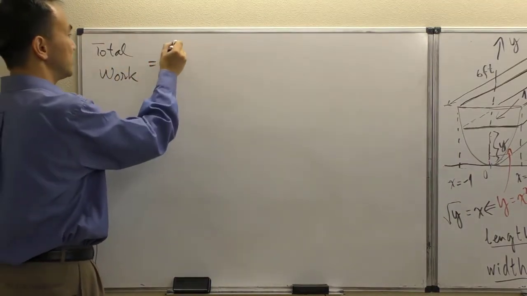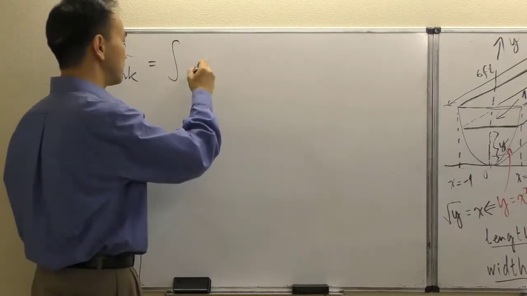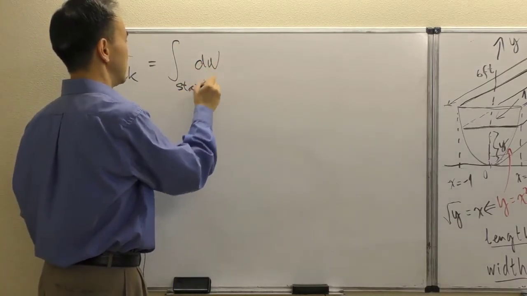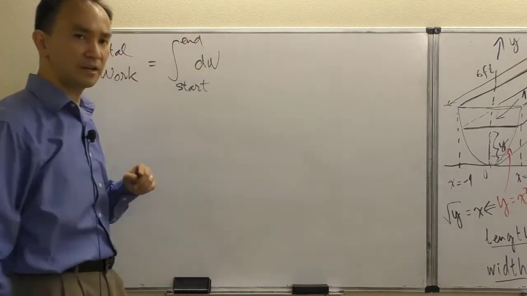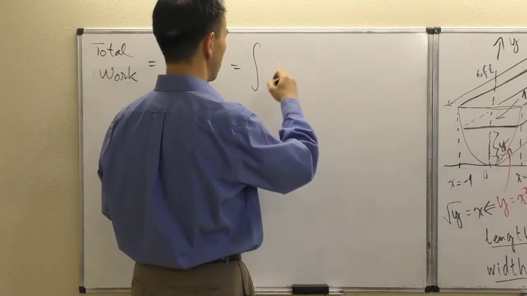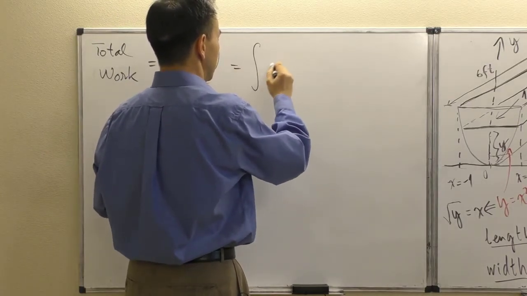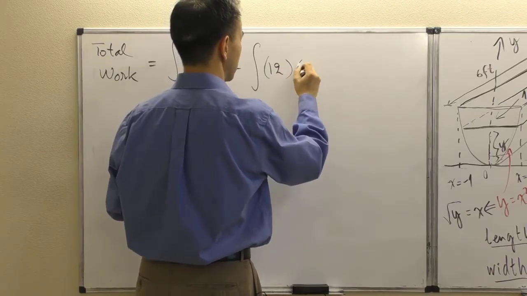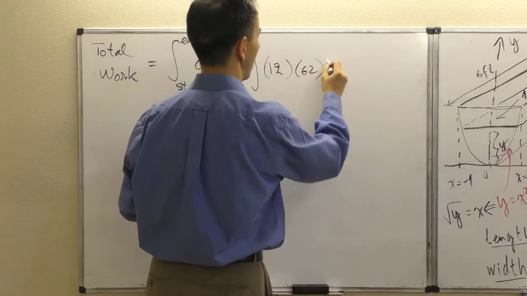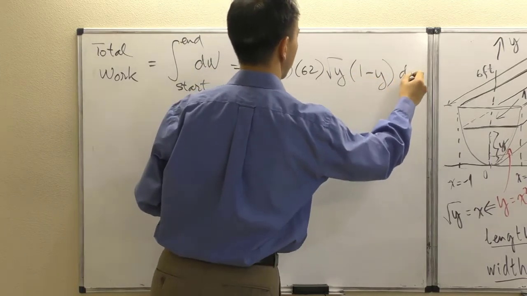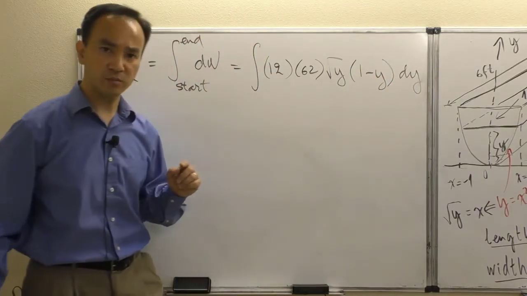So total work will be equal to accumulation. We're accumulating all of the little work amounts from a start to an end. Okay, and that means we're accumulating all of those. So the expression now is going to be 12 times 62 times square root of y times 1 minus y. I'm rearranging the order of these factors in the expression a little bit.